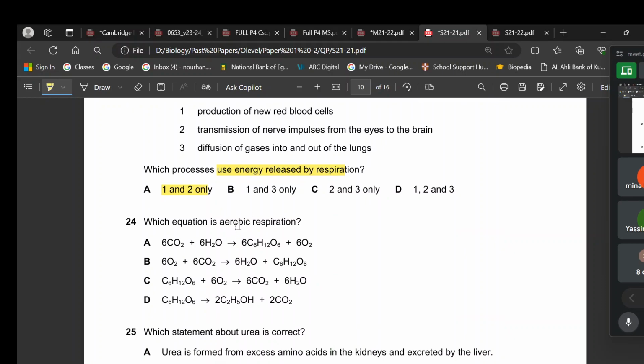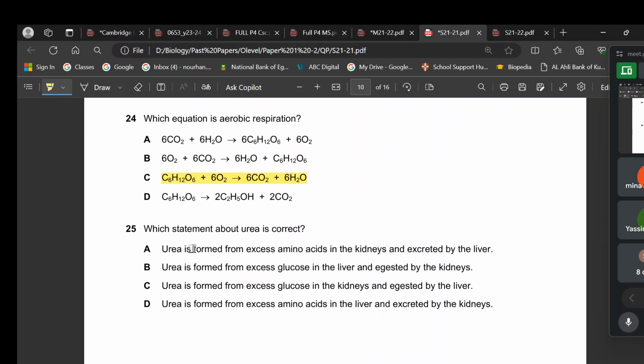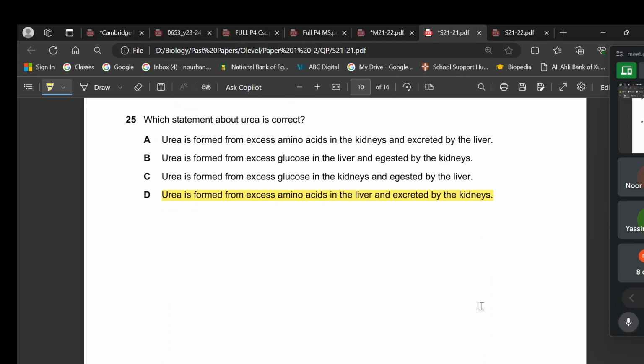Equation for aerobic respiration. We know it. 6 oxygen plus glucose gives me 6 carbon dioxide and 6 water. Which statement about urea is correct? Urea is formed from excess amino acids in the liver and it is excreted by the kidneys.